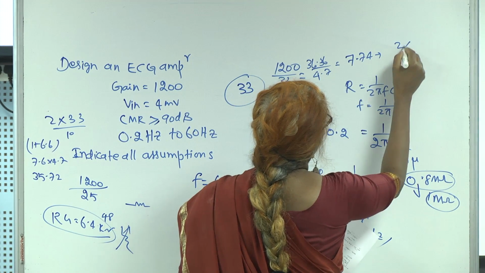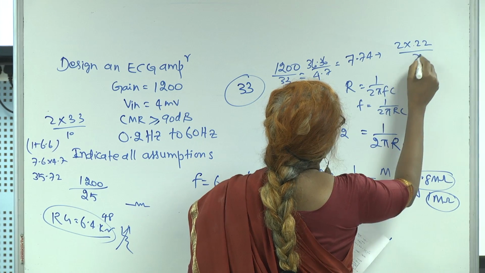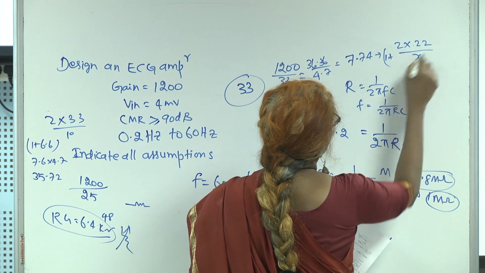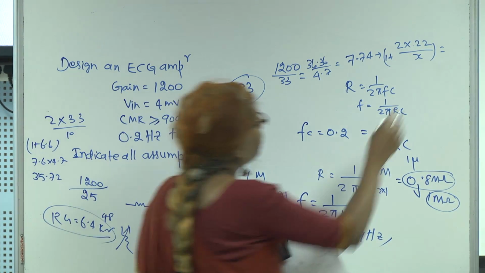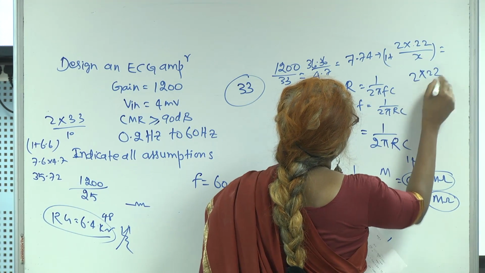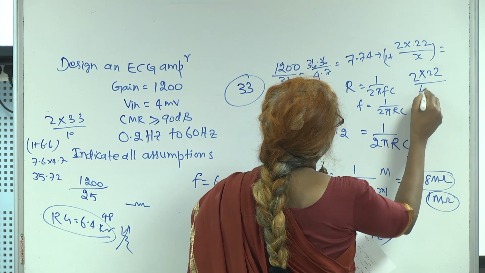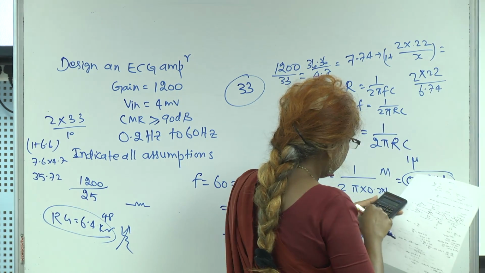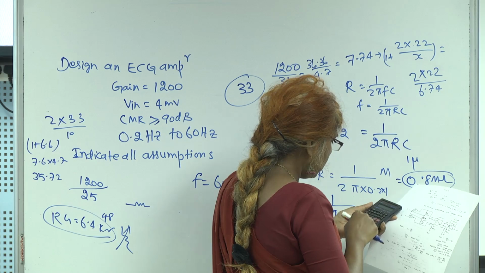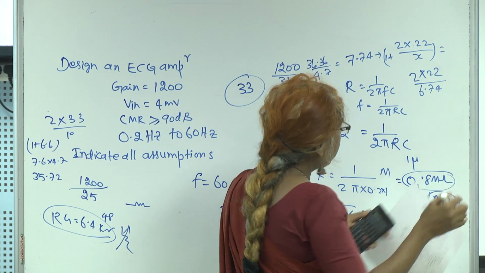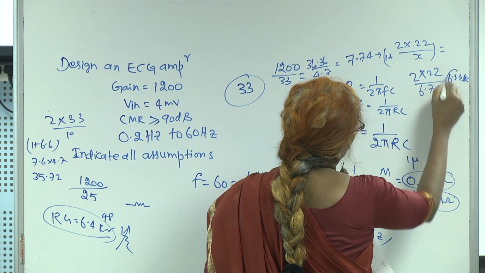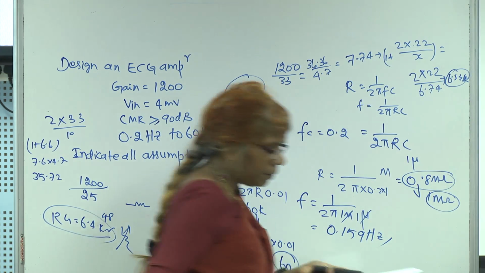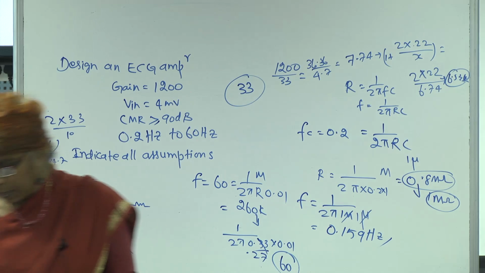Okay, so 1 plus 2 times 22 divided by x equals 7.74. So minus 1 is 6.74. So 2 times 22 divided by 6.74 is 44 divided by 6.74, which is 6.53. Figure it out, because I purposely do it this way. If you have a question, ask me.